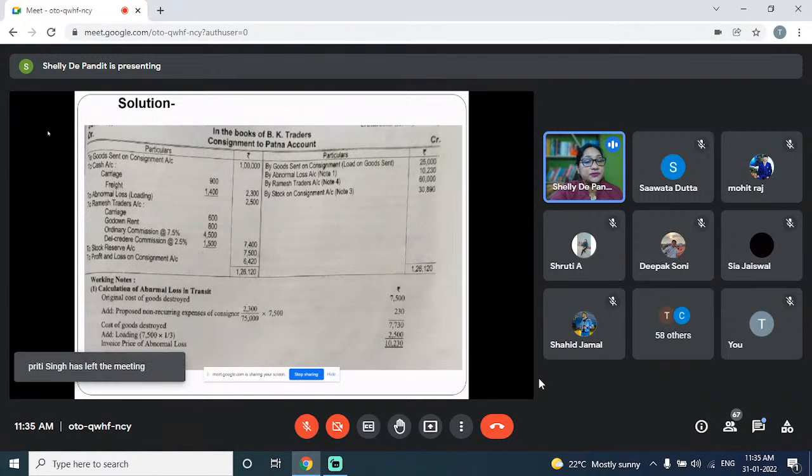Of course, these two are not units. These are also amounts. 75,000 and 7,500 are actually the amount of cost of goods sent. 75,000 and 7,500 is the cost of abnormal loss. So we found out the proportionate portion by applying the unitary method.